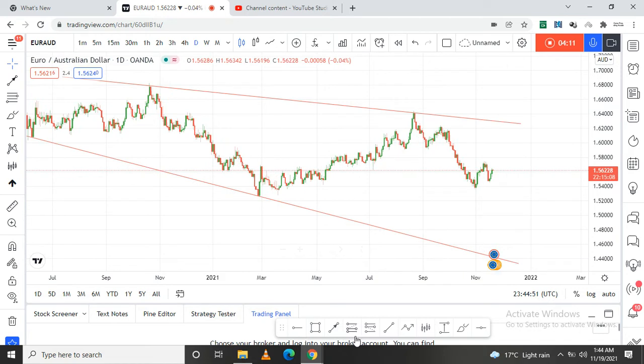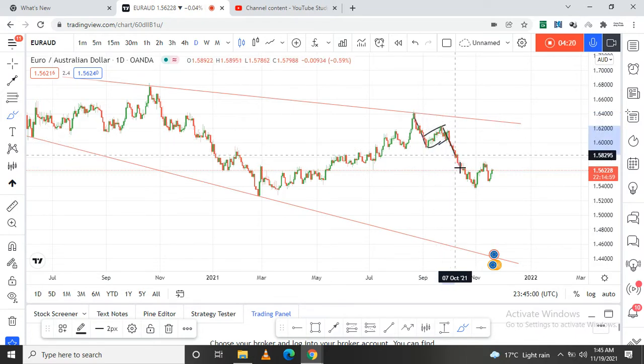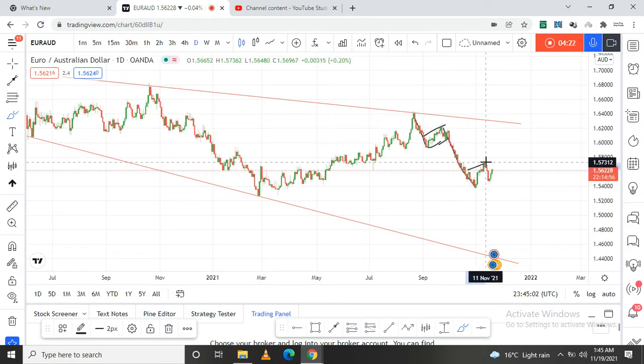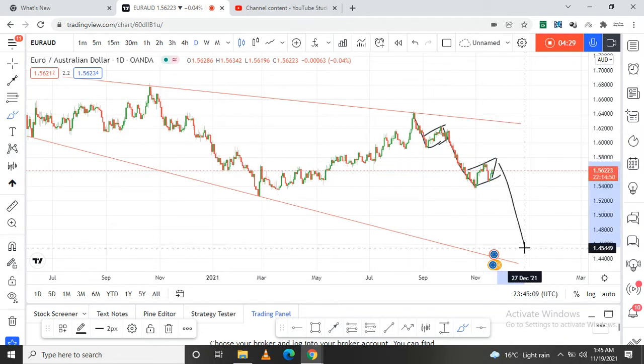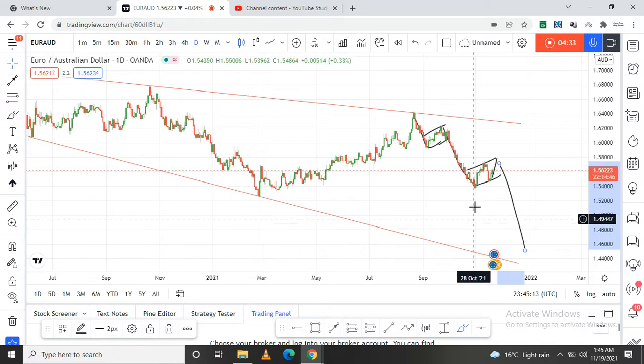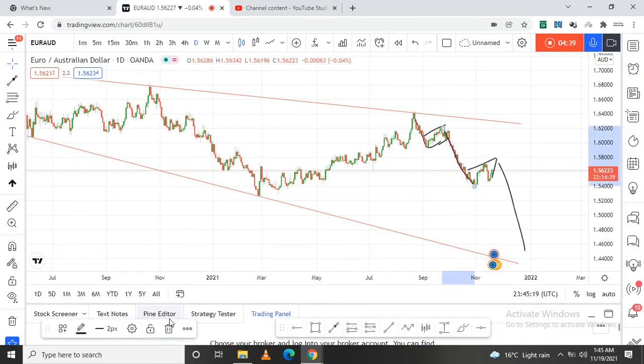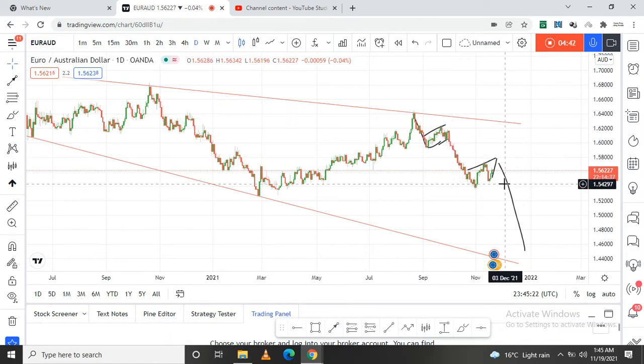So from this price action, we can see that we had a push, we had a correction, we had a push. So currently we are in a correction phase. So price might push there, then we're gonna have another drop to the downside. So this is Euro AUD, people, that I'm analyzing right now.